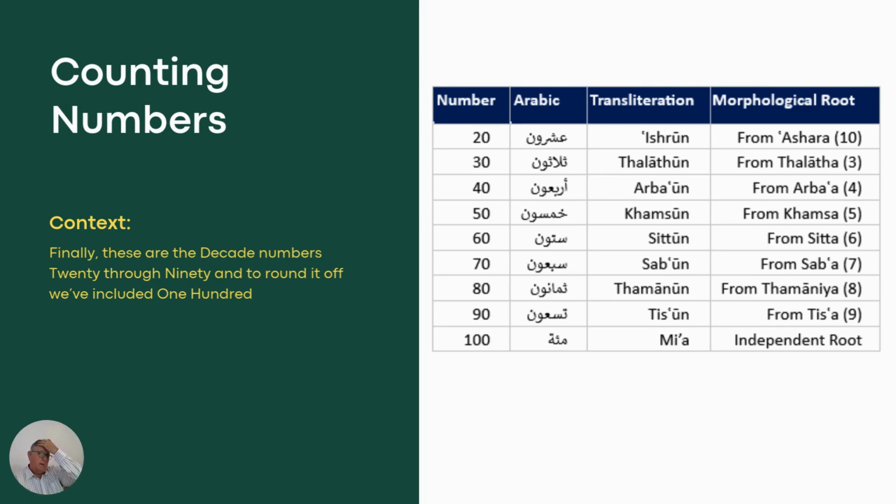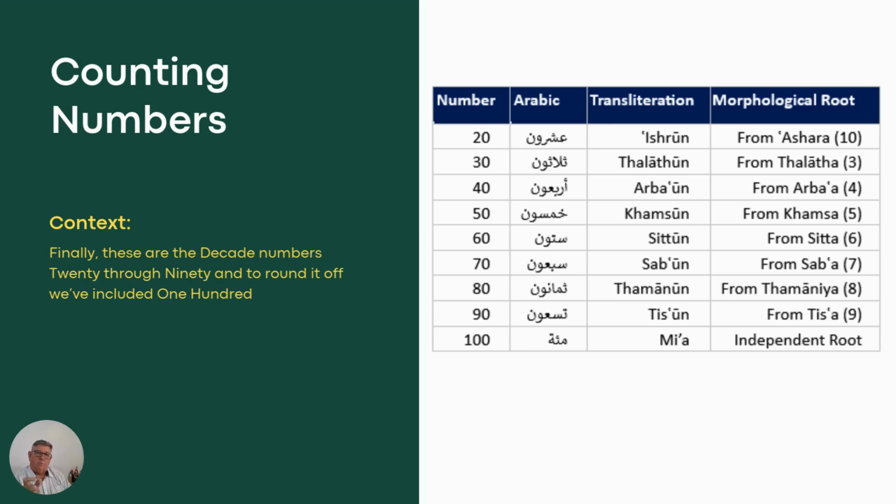Now let's move on to our next set of building blocks, the decades. Now, this is how we're going to count up by tens. So if you look at the table in front of you, you can hear the pattern. Well, I hope you can hear the pattern. Okay, excuse my Arabic, but just listen. So 20 is ishrun, 30 is thalathun, 40 is arbaun.